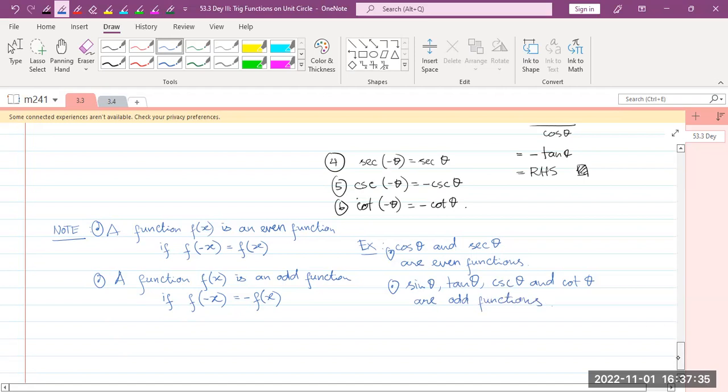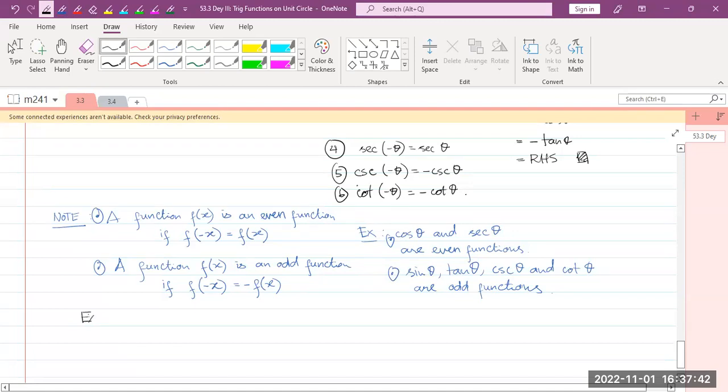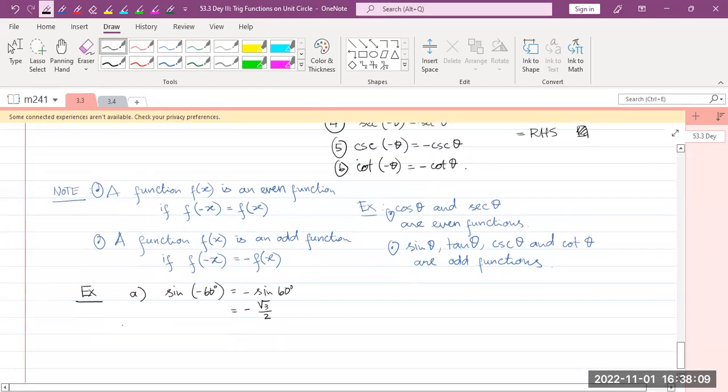Now let's do some examples. So we did theory so far, right? Let's do some examples. How do we use the fact of that basic identity 4 to answer some questions like this? For example, what is the value of sine of negative 60 degrees? Oh, sine is an odd function. So sine negative is negative sine. And sine 60 degrees is radical 3 over 2. So negative sine 60 degrees is negative radical 3 over 2.